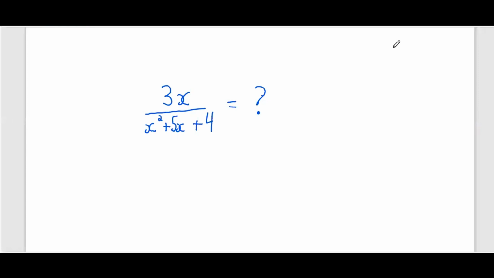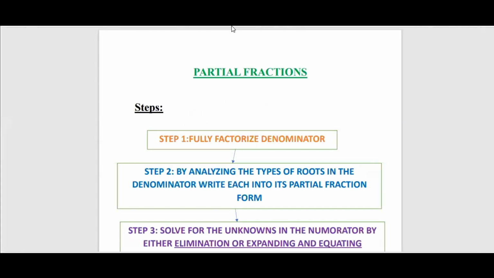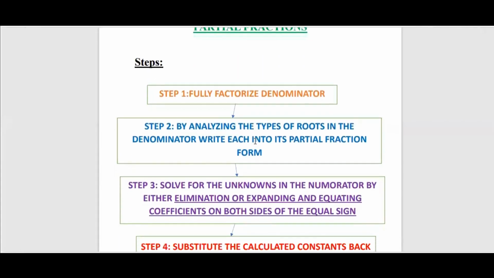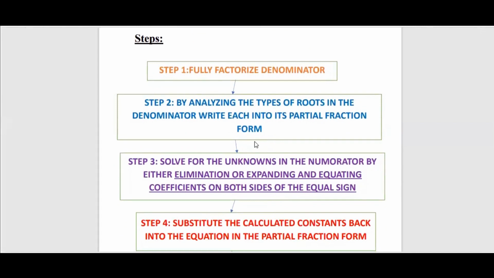So looking at this here, this is a typical partial fractions question, right? So let's go to the steps. So these are the steps. I'll be going through the steps with you all, and some things to keep in mind, and then we'll go back to the question. So let's see how quickly we can do this.